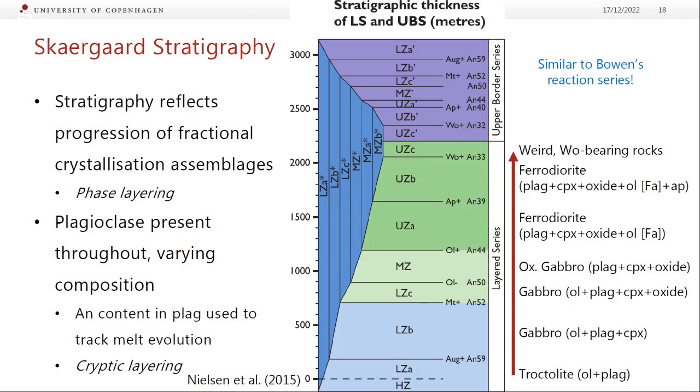But it does get more evolved when you go up. Yeah, until you hit the sandwich horizon, and then it gets more primitive if you keep going up. The sandwich horizon is the join between the layered upper border series and the marginal border series. So if it was crystallizing perfectly from the edges, then we'd expect it to be just most primitive always on the edge and most evolved always in the middle. And we're sort of seeing that, but it's a bit more complicated.